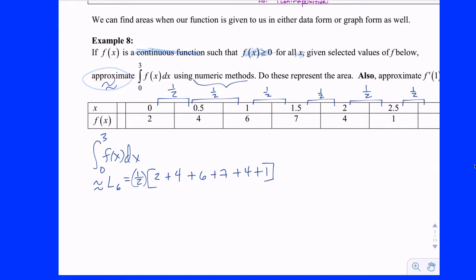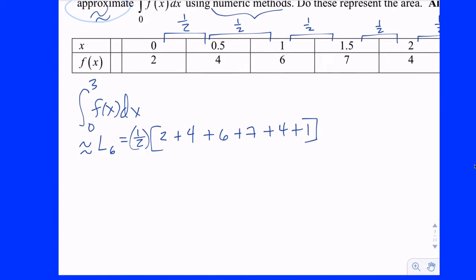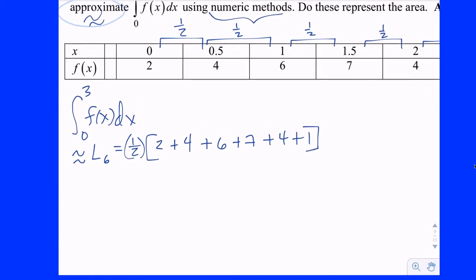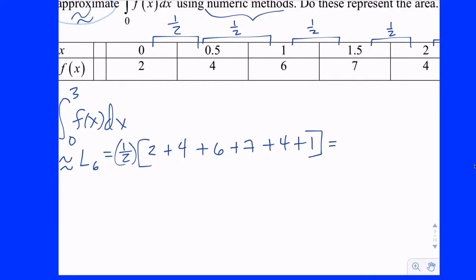Now, if you want to figure that out, go for it. Let's see who can get it. Can I get it? 10, 20, 12? 12? Okay, good.